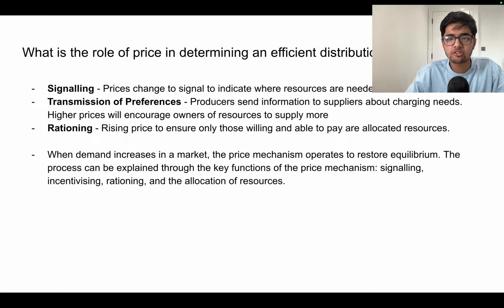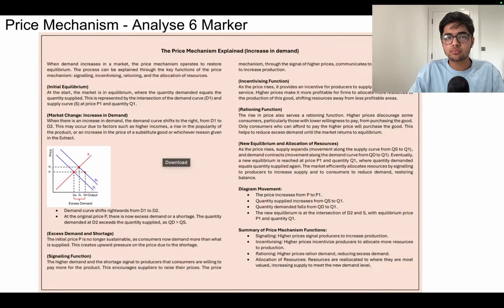When demand increases in a market, the price mechanism operates to restore equilibrium. The process can be explained using the key functions of the price mechanism above: signaling, incentivizing, rationing, and the allocation of resources. Price mechanism. This is one of the most common 6 markers.